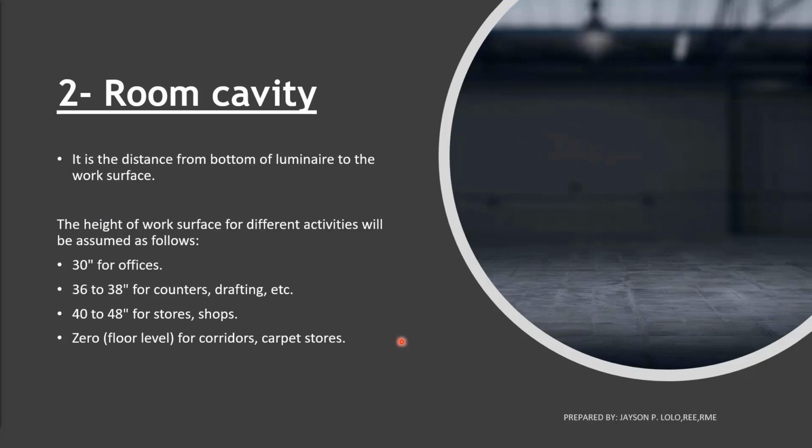Next is the room cavity. Room cavity, it is the distance from the bottom of the luminaire to the work surface. So the height of work surface for different activities will be assumed as follows: 30 inches for offices, 36 to 38 inches for counters, 40 to 48 for store shops, then 0 for corridors or carpet stores.